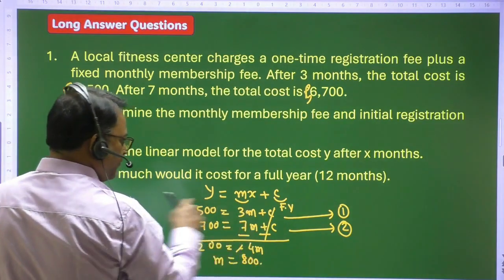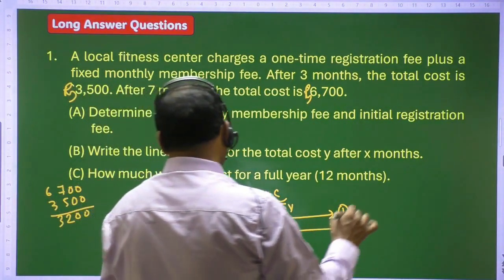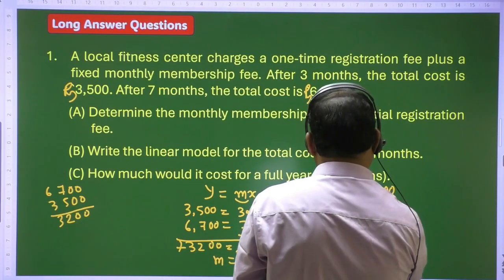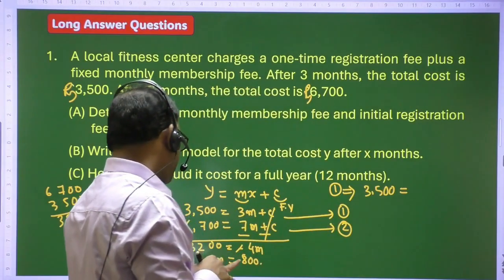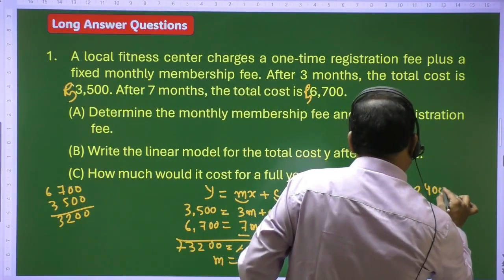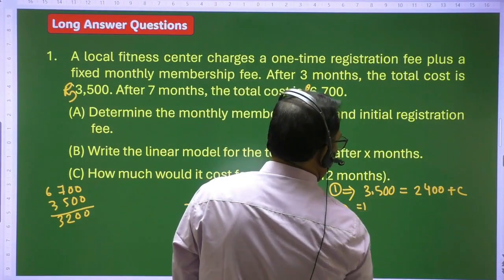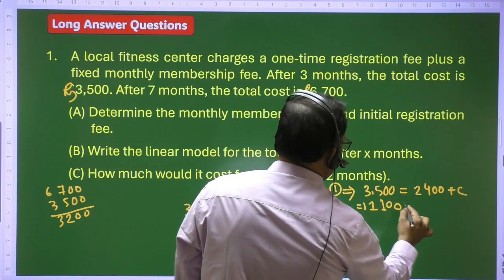Now put this m value in either equation 1 or 2. From the 1 I have 3500 is equal to 3 into 800, that is 2400, plus the value c. So if you subtract, you will get 1100. That is the value of c.